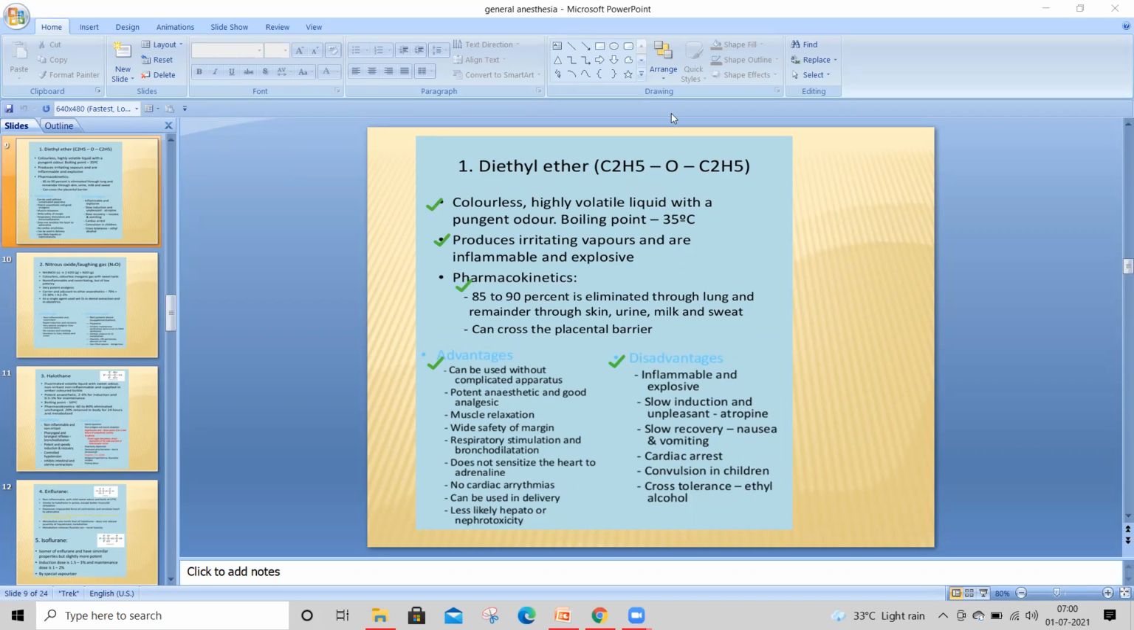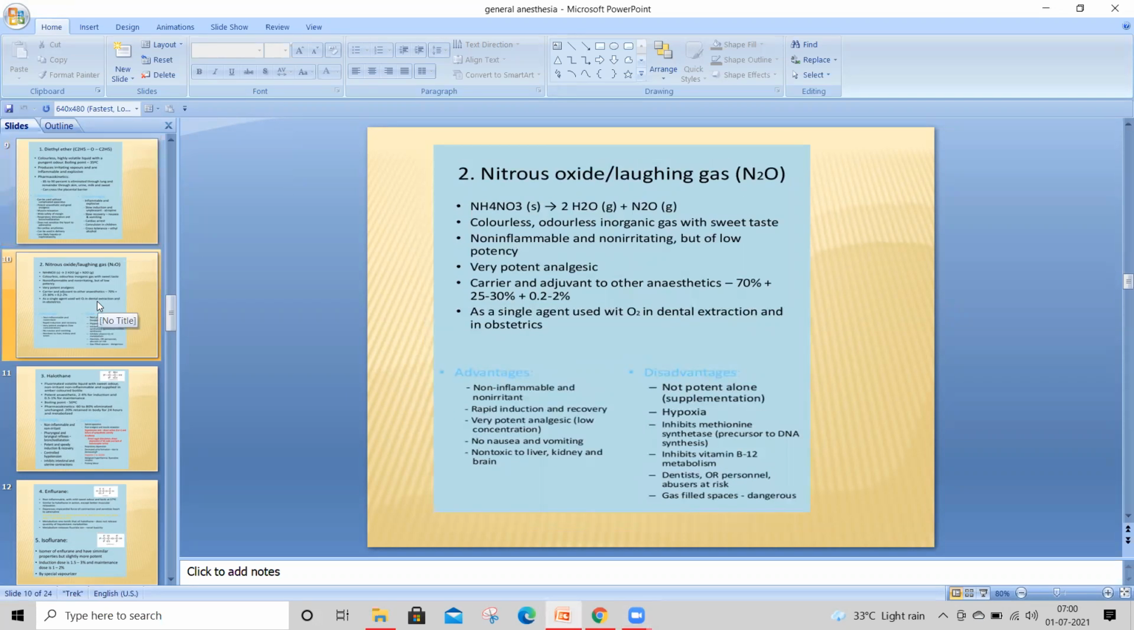And next, the second one is nitrous oxide. Nitrous oxide is also known as laughing gas. You have to know this laughing gas. And you see, this one is non-inflammable and non-irritating in nature. And in advantage, you can see non-inflammable and non-irritant. But it is not potent alone. It may cause hypoxia. These are the disadvantages.